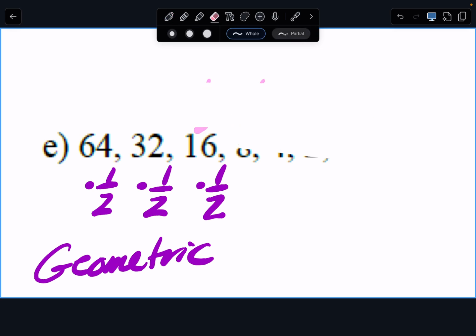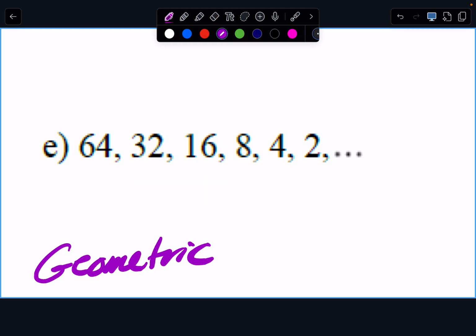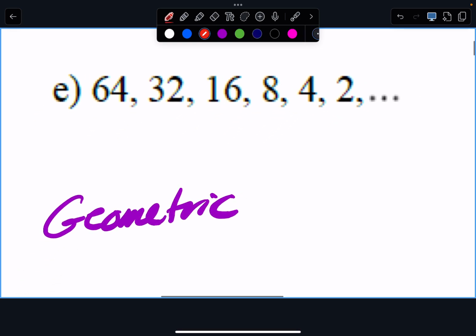So on a test, if it's not as obvious as these, sometimes you'll have to look at it and the pattern won't be obvious. And you'll have to check. Is 2 minus 4... 4 minus 8, 8 minus 16? No, then it's not arithmetic. Is 2 divided by 4 a half? Is 4 divided by 8 a half? Is 8 divided by 16 a half? Yes, then it's geometric. Okay, now vocabulary words.